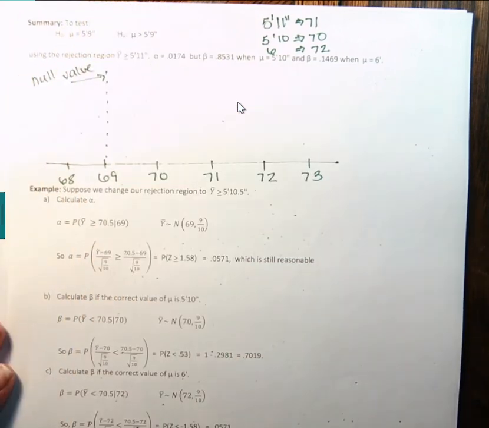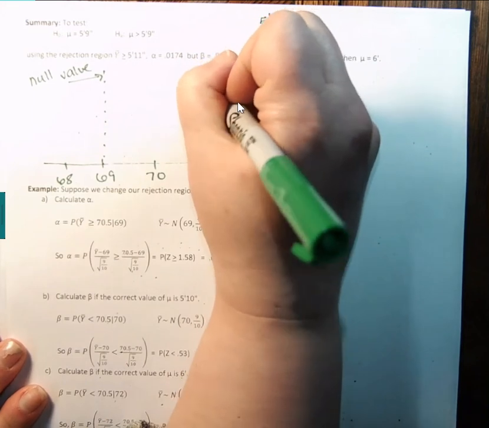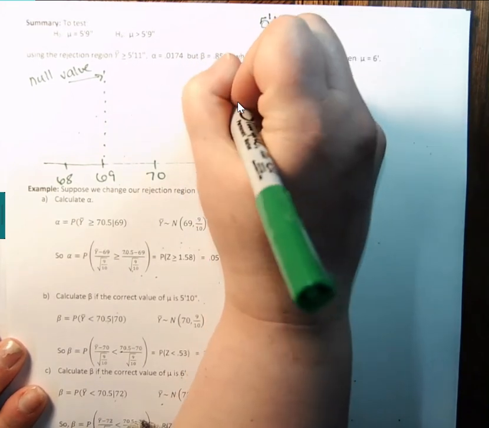Now notice we have two different positions in the alternative that we're interested in. They are at 70 and 72. And our rejection region falls at 71 inches. So right here, we've got our rejection region.